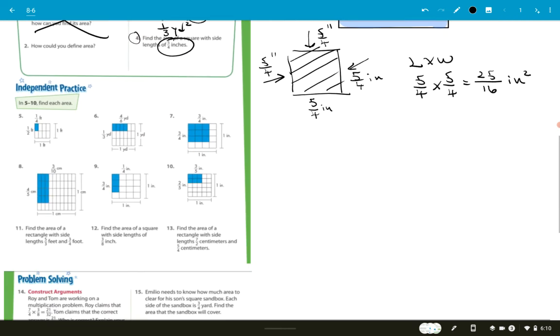All right. Independent practice. It says find each area.